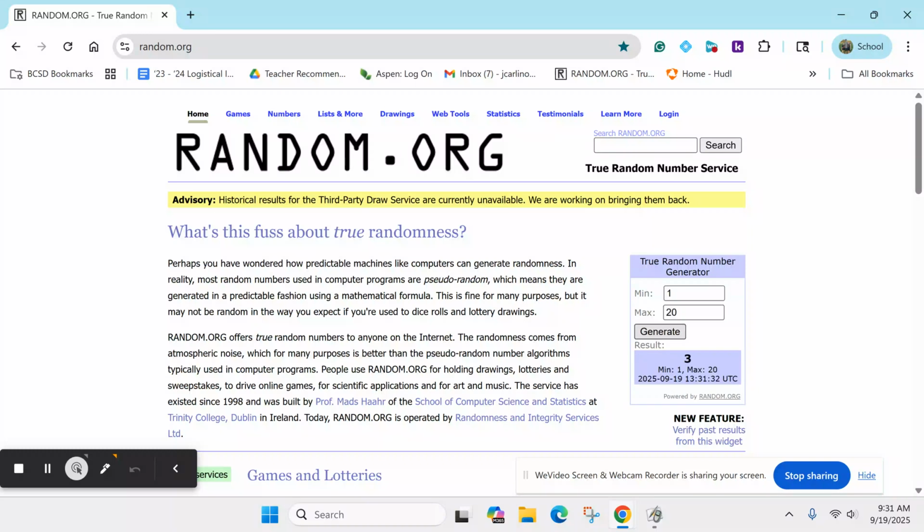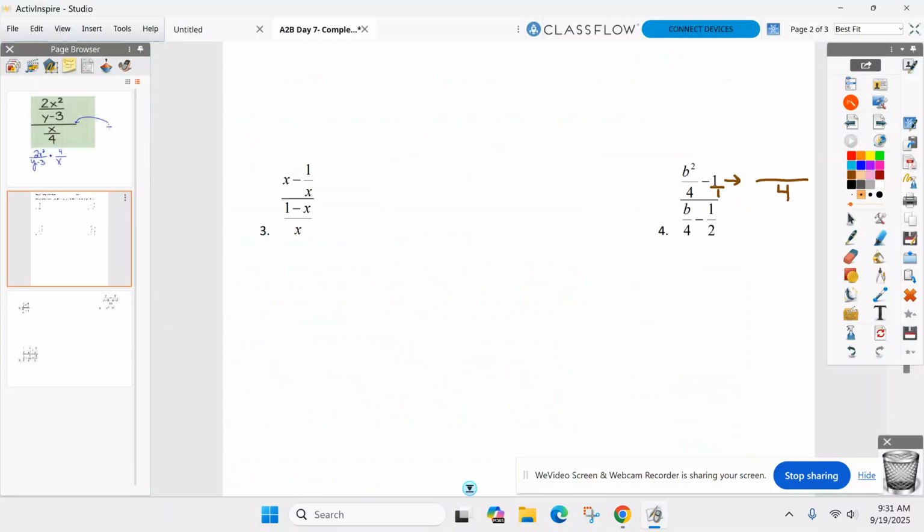All right, here we go. Meredith, what's the denominator on b squared over 4? 4, and it's already a 4. Do I have to multiply b squared by anything? No, just b squared. Good.